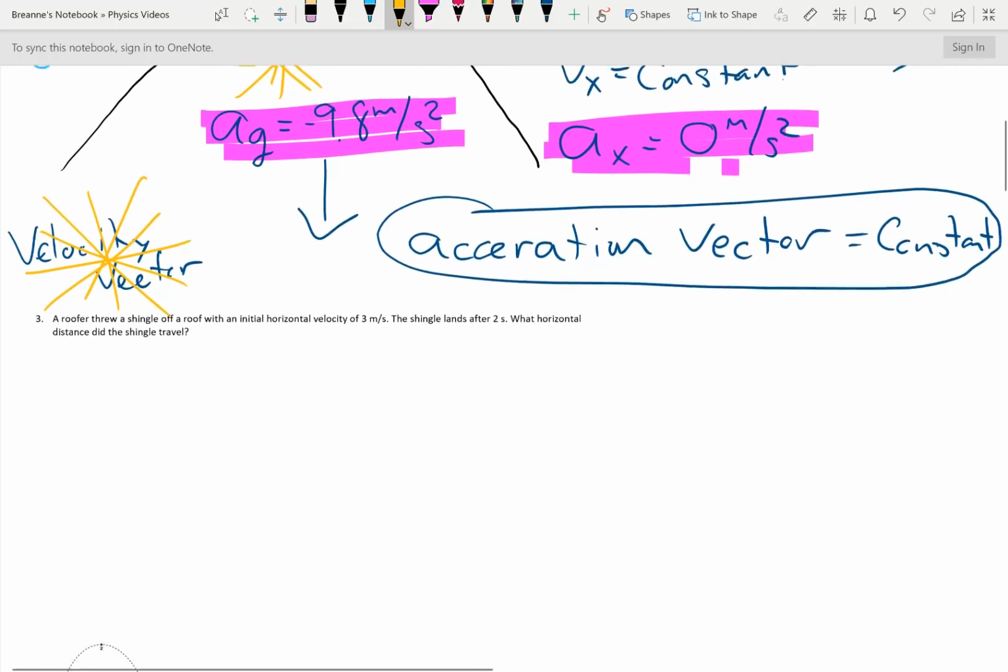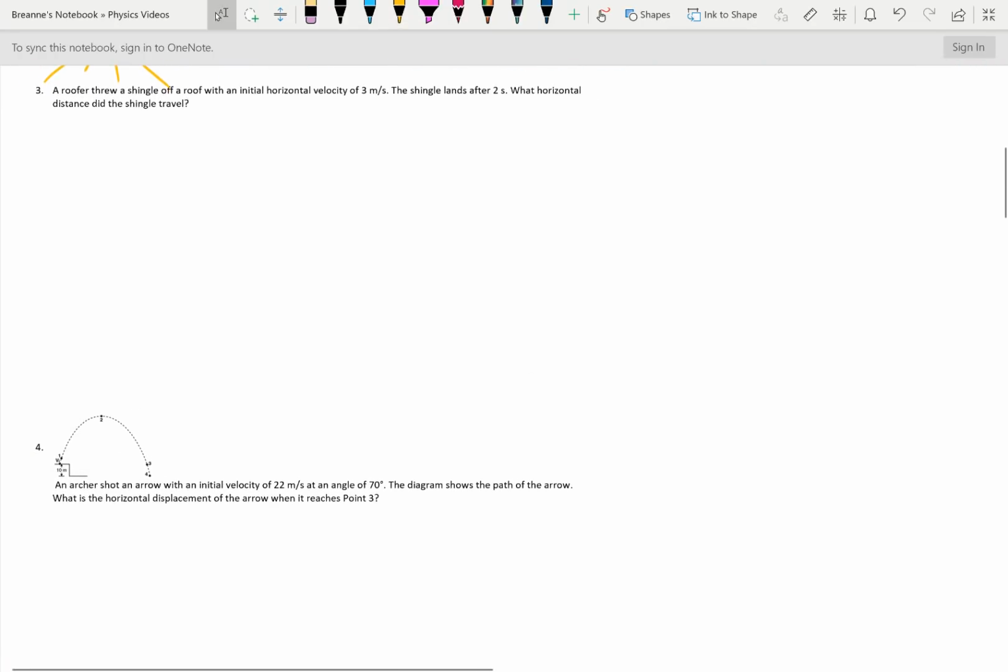So number 3. A roofer threw a shingle off a roof with an initial horizontal velocity of 3 meters per second. The shingle lands after 2 seconds. What horizontal distance did the shingle travel? So our givens. All right, it is horizontal, so that's velocity in the x. Horizontal is x. So our initial horizontal velocity is 3 meters per second.